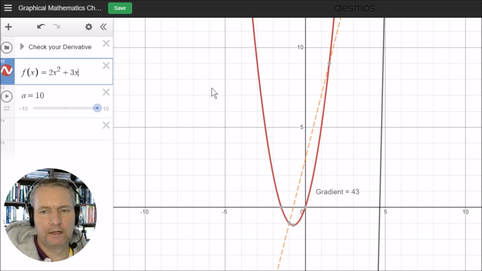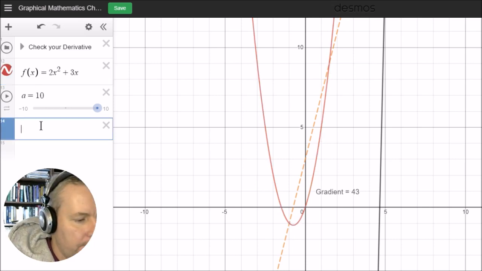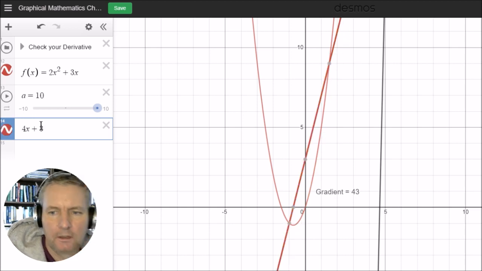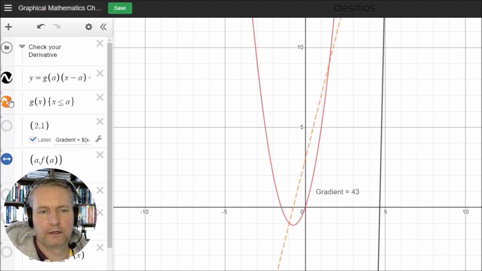Okay, so this red line here is our function and the orange dotted line is the derivative. We said that whenever we do the differentiation, that's going to give us 4x plus 3. And you can see here that our 4x plus 3 is correct. It sits directly on top of the orange dotted line. Now we're not really interested in checking that, although we can check it and we see it is correct, but we'll take off the derivative for now.